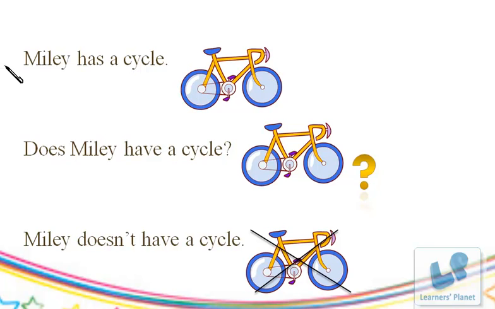So here is the next positive sentence. Miley has a cycle. This means that I know that Miley has a cycle. The interrogative sentence will be, does Miley have a cycle? So I am asking whether Miley has a cycle or not. And the negative sentence will be, Miley doesn't have a cycle. This means that I know that Miley doesn't have a cycle.